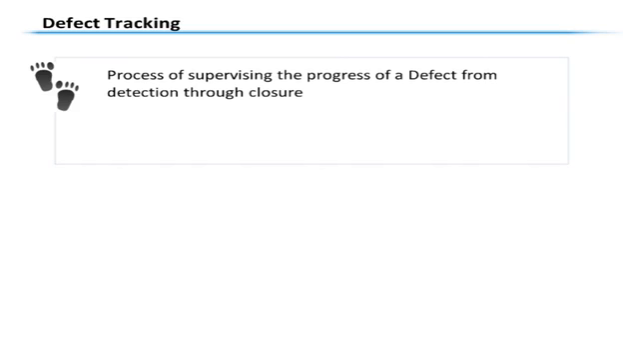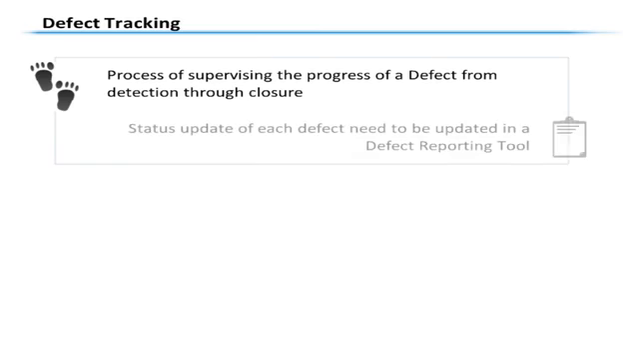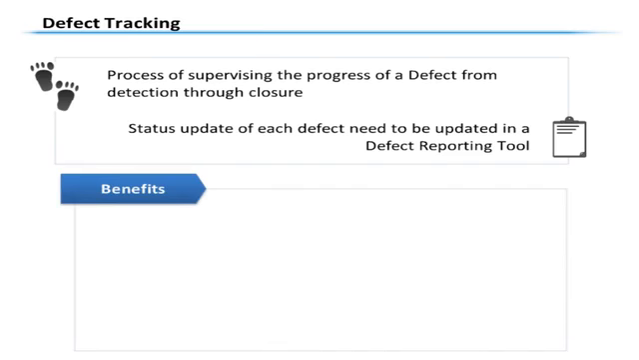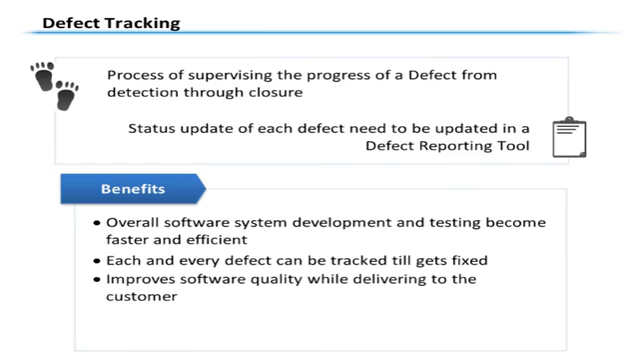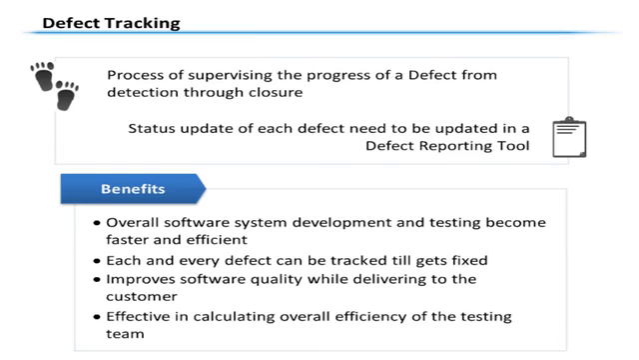Defect tracking is the process to monitor the progress of the defect from its detection until it's closed. The relevant information is entered and updated from time to time into the defect tracking tool. The advantages of defect tracking are: number one, the overall software system development and testing become faster and more efficient. Number two, each and every defect can be tracked until it gets fixed. Number three, improved software quality for the delivery to the customer. And number four, the effective calculation of the overall efficiency of the testing team. Let's take a closer look.